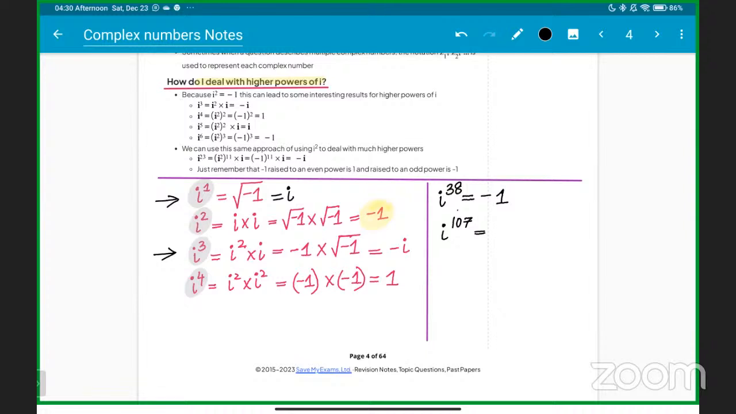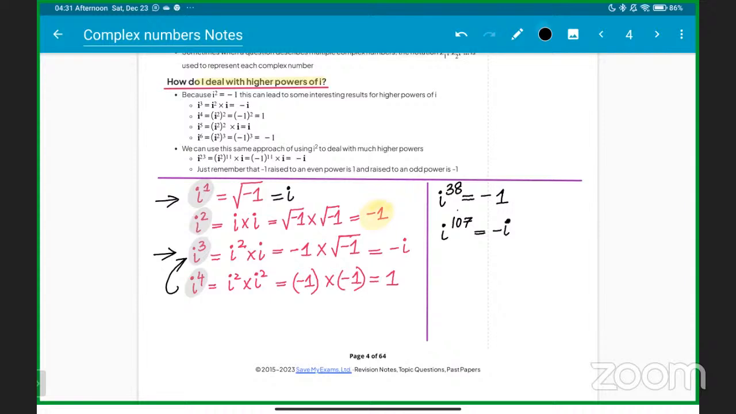106 is an even number, and 108 is also an even number. Let's say the student is assuming 108. The rule remains the same: you have to see whether the even number you have selected is divisible by 4 or not. 108 divided by 4 gives 27, which means 108 is a multiple of 4. So the answer of i power 108 would be 1. So the answer one before that, i power 107, will be minus i. Everyone getting it? That's how you will judge. Is everyone clear?